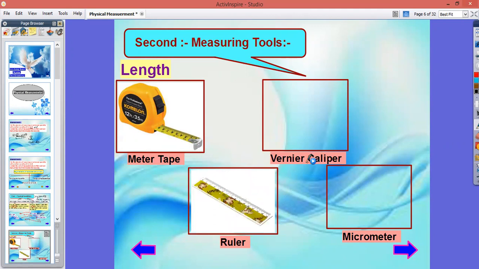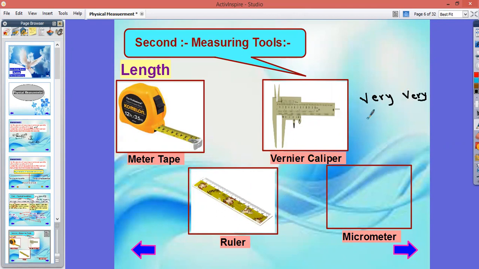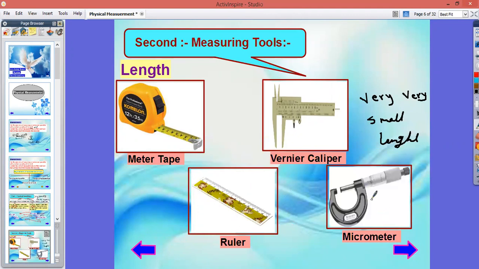What about the vernier caliper? It is a measuring tool used to measure very small lengths. What about the micrometer? The micrometer is also used to measure very small lengths. So we have two measuring tools used to measure the very smallest lengths: number one, vernier caliper; number two, micrometer.